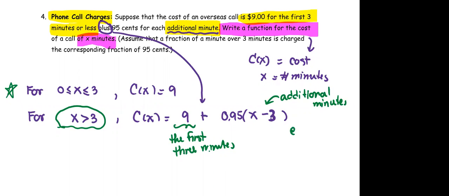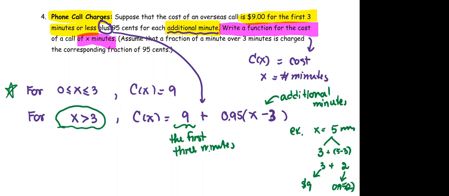For example, if you call, I put other than 4, okay? If you call 5 minutes, you're going to have to break it down to the first 3 minutes and the additional minutes. Are you okay with that? It's going to be 3 plus 2, right? Yes. And for these 3 minutes, you pay $9. And for the additional 2 minutes, you're going to pay 95 cents for those additional minutes. So far, so good.